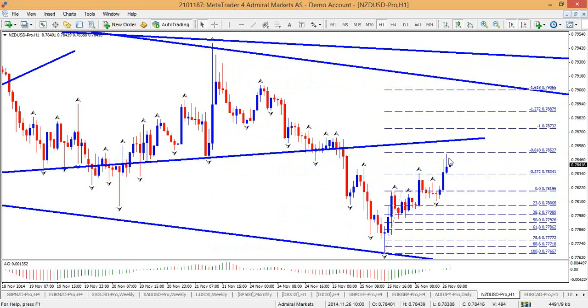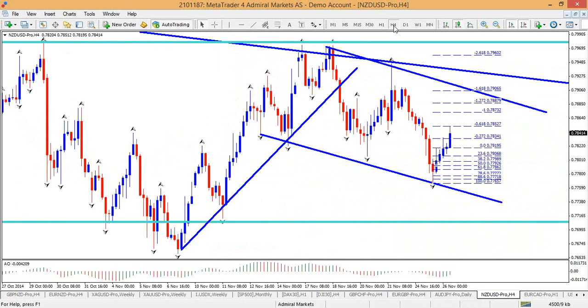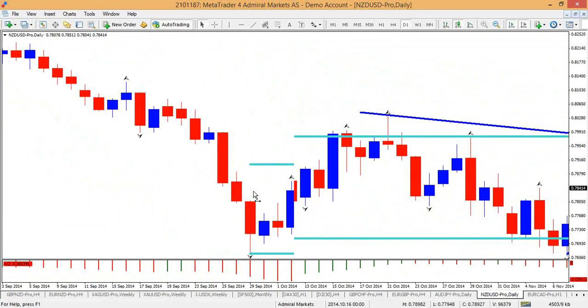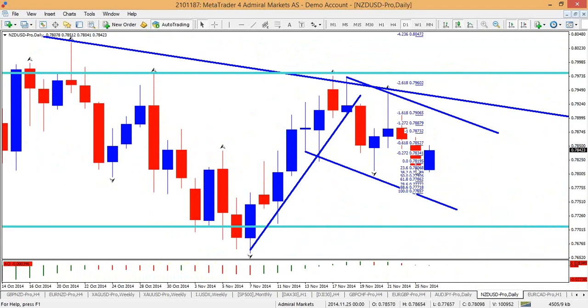It could be even now. I mean, this is a decent wick. It's close to this trend line. I'm not sure how valid that trend line is. Pretty decent retracement of yesterday's bearish candle. Yesterday's high is good to know where that is.